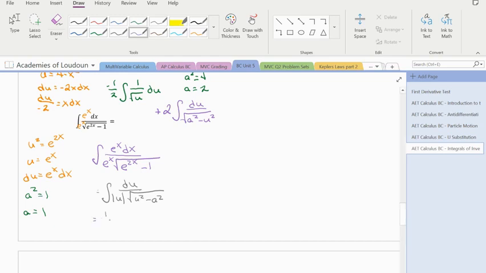which gives us then 1 over a arcsecant, the absolute value of u over a, plus c. So substituting everything in, we have 1 over 1 arcsecant, absolute value of e to the x over 1 plus c. Simplify everything, arcsecant of e to the x, and again we don't need the absolute value, plus c.